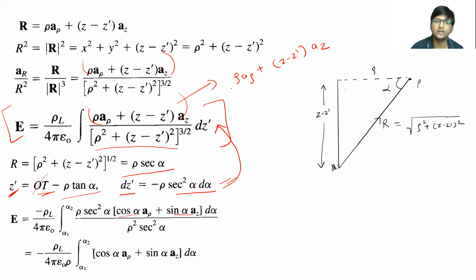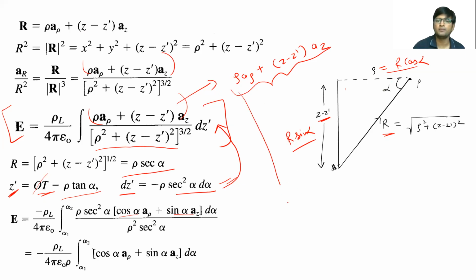So if you want to convert into the form of alpha, you want to remove this rho and z minus z dash, what you have to do is see this particular triangle. So what is the value of rho? Rho is nothing but R cos alpha. And what is the value of z minus z dash? It is nothing but R sine alpha. So essentially what I have done is just put these values here in the numerator. So I take R common, it will become cos alpha a rho plus sine alpha az.